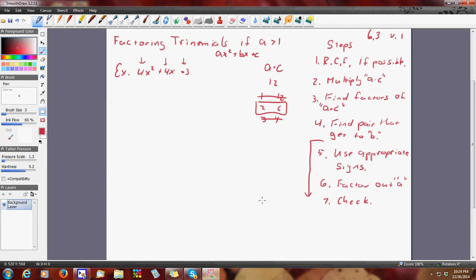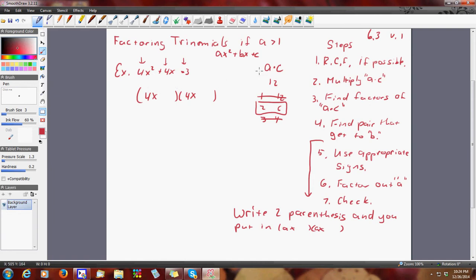And here's the step that I missed. What you have to do now is you write your two pairs of parentheses, and you put in AX and AX, assuming X is your variable, immediately. And so here, my A was 4, so I'm going to put in 4X and 4X. And this is the part that kind of freaks everyone out. 4X times 4X is 16X squared, which is not 4X squared, which is not what we want.